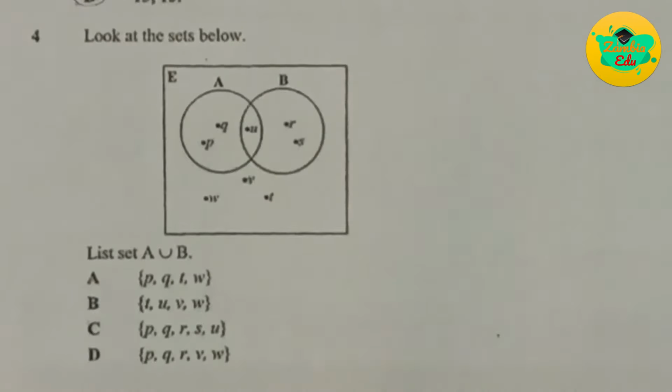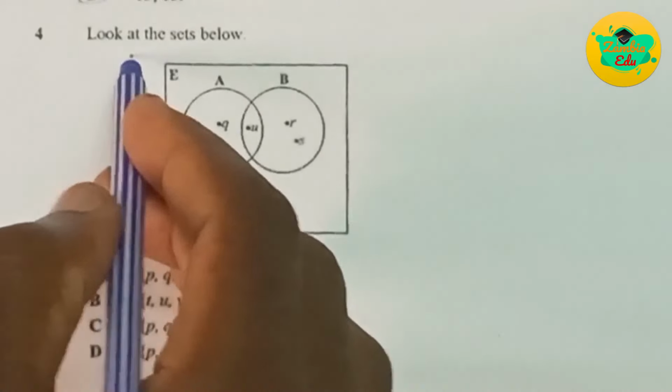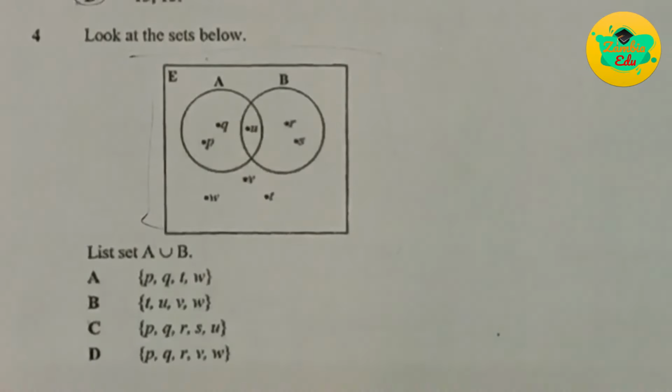All right. Question number four says, look at the set below. So we have our set here, which is under consideration. And the question says, list A union B. For us to be able to list set A union B, first and foremost, what we need to know is, when they say union, what do they really mean?